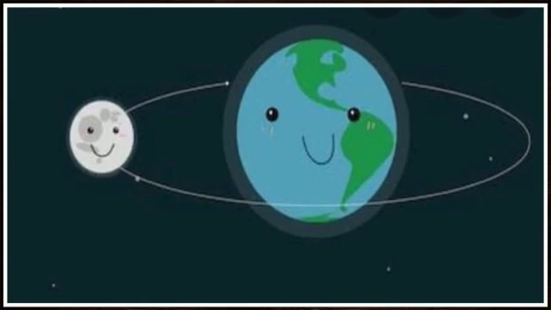Now, children, why do we call it a natural satellite? It is because man has not made the moon. Moon has got created by its own self.